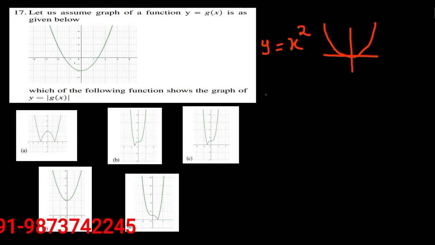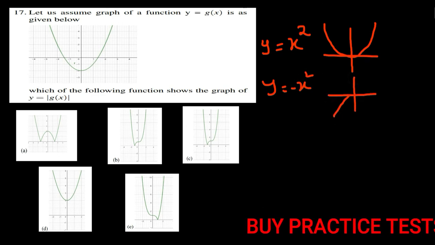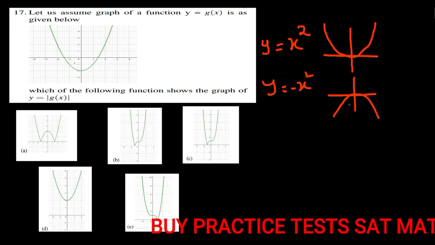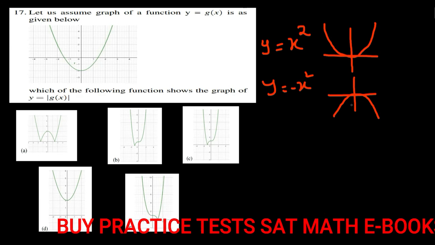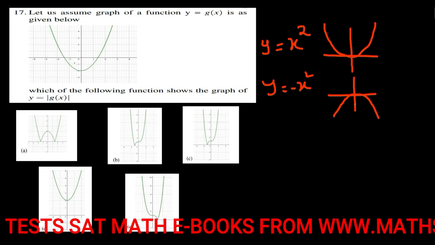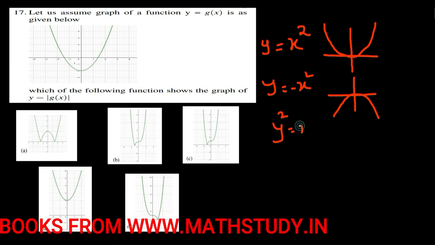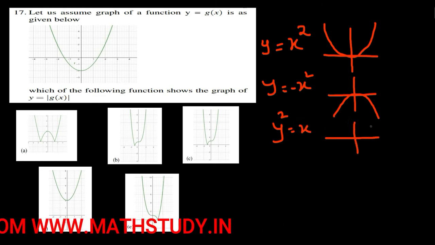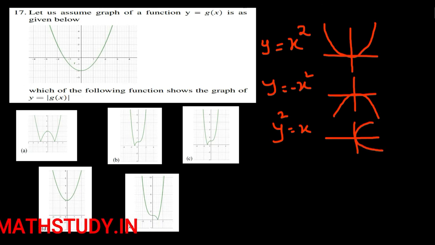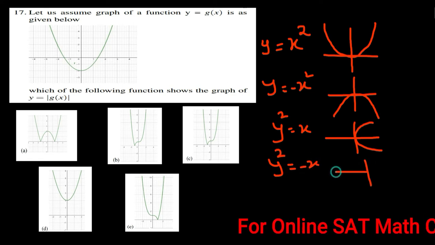Now if we have y is equal to minus of x square, then the graph will open downward. These are the basic concepts I am telling you here, so if you face such a problem in an examination, you will easily be able to find out which type of graph it is, whether it is y is equal to x square, or y is equal to minus x square, or y square is equal to x. In this case, the graph will open towards right. And in the case of y square is equal to minus x, or we can say x is equal to minus y square, the graph will open towards left.